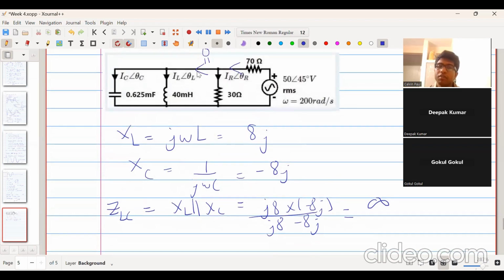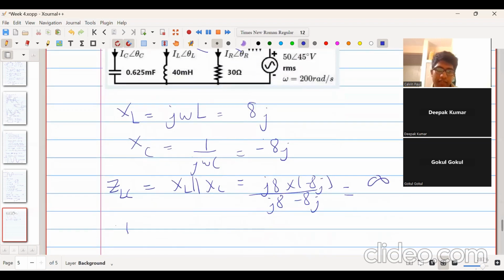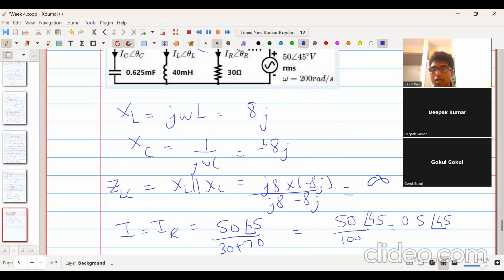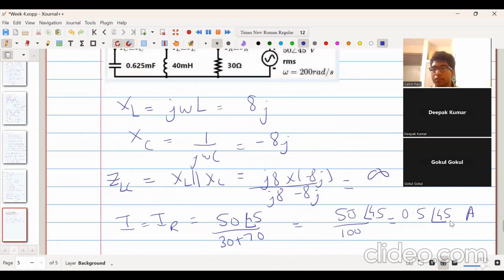So that means the current will not flow through L and C. The current from here will just flow through the 70 ohm resistor and the 30 ohm resistor. We will find the value of this current I. You must remember this current I is equal to IR, because ILC is equal to 0. So I, which is equal to IR, is equal to 50 angle 45 divided by 30 plus 70, that is 50 angle 45 divided by 100, which equals 0.5 angle 45 ampere. Current IR is equal to 0.5 angle 45 ampere.